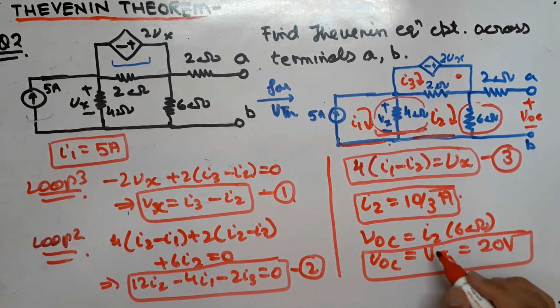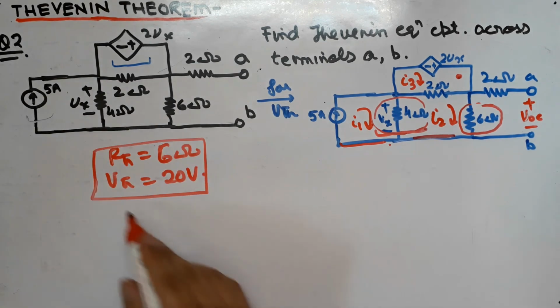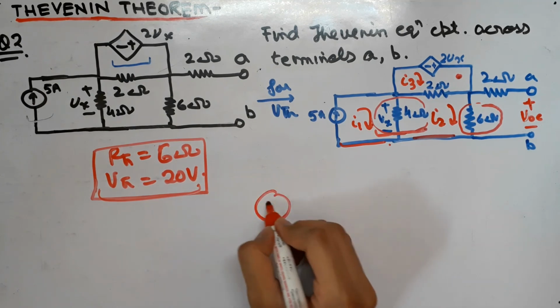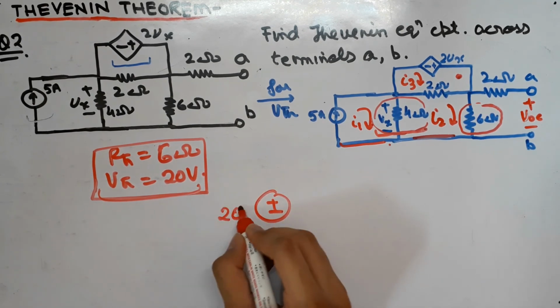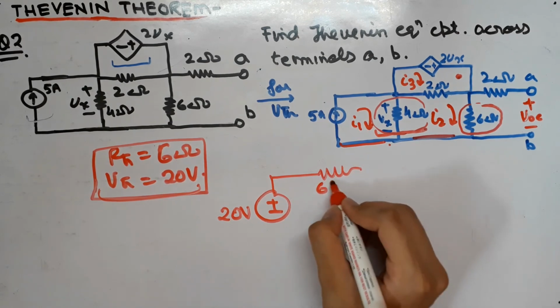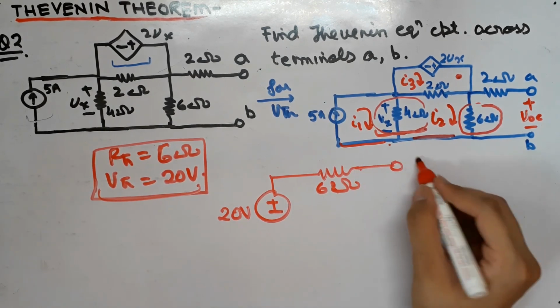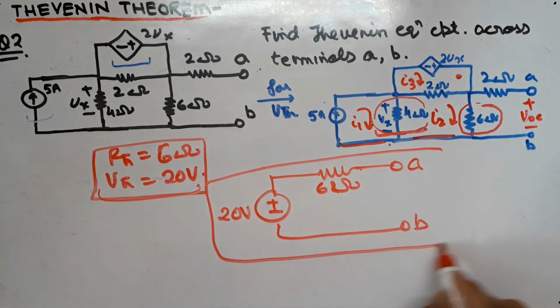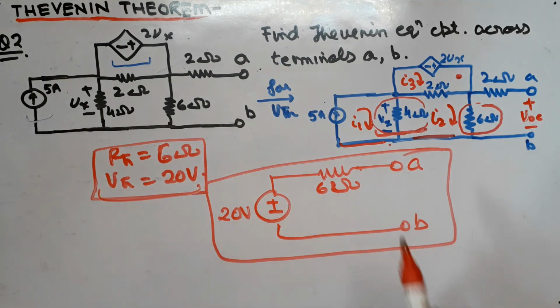Now we are going to use the value of VTH that we have found just now and the value of RTH that we found previously to make the Thevenin equivalent circuit. That is, we will put VTH over here, that is 20 volts, and a series resistance RTH of 6 ohm across the terminals A and B. So guys, this is our final answer that we found by using two equivalent circuits of RTH and VTH.